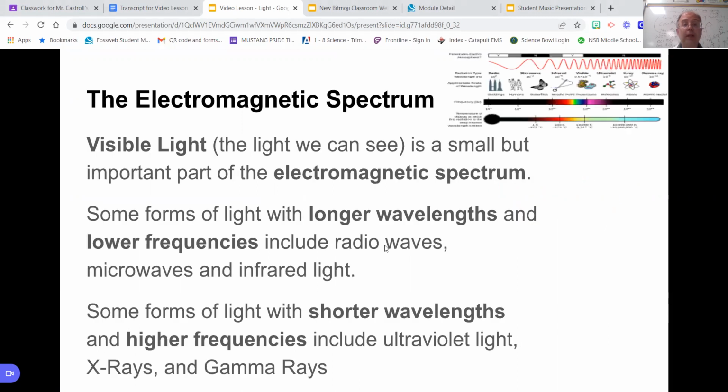Visible light, though, is only a small part of the electromagnetic spectrum, and it's all really light. Visible light is just different mostly in that those are the wavelengths we can see. Lower frequencies include radio waves, microwaves, and infrared light. Some forms of light with shorter wavelengths and higher frequencies include ultraviolet light, X-rays, and gamma rays.